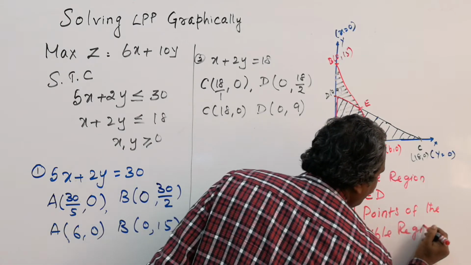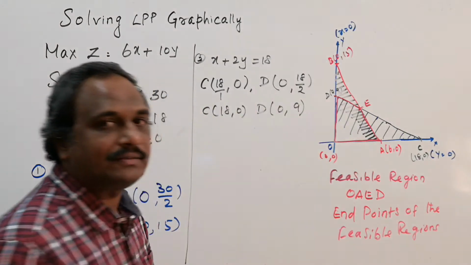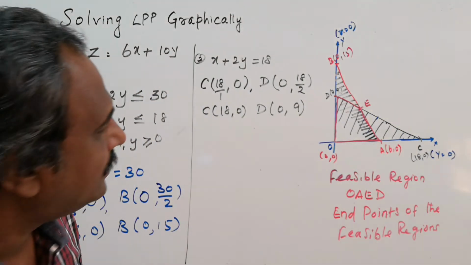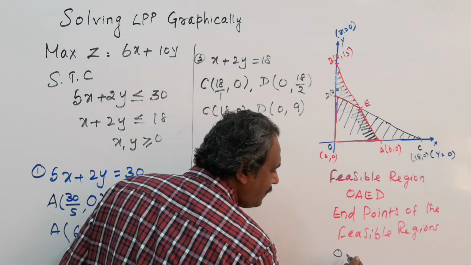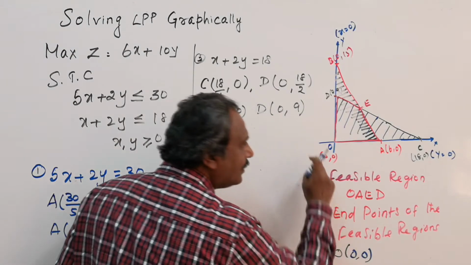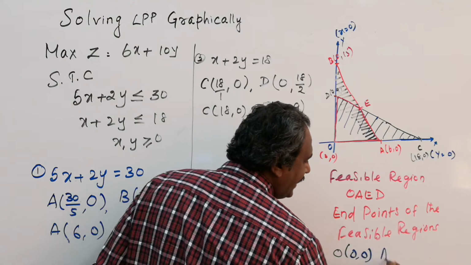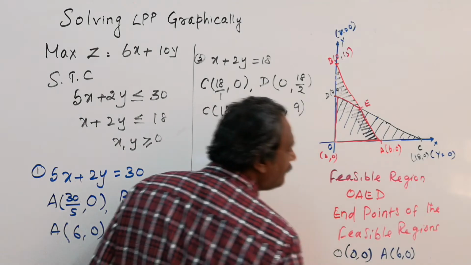I am having 4 points. What are all the points here? The first point is 0, 0. I am coming here. The second point is A 6, 0.